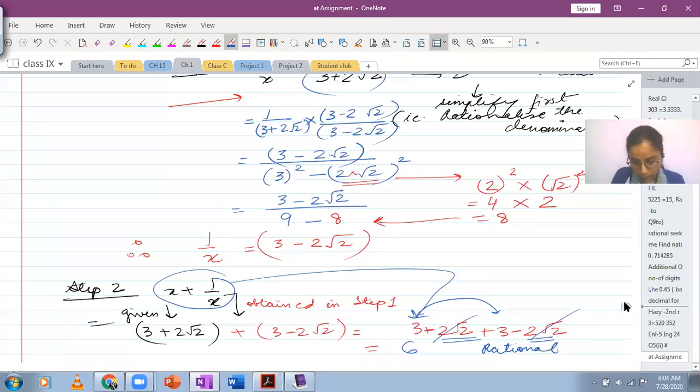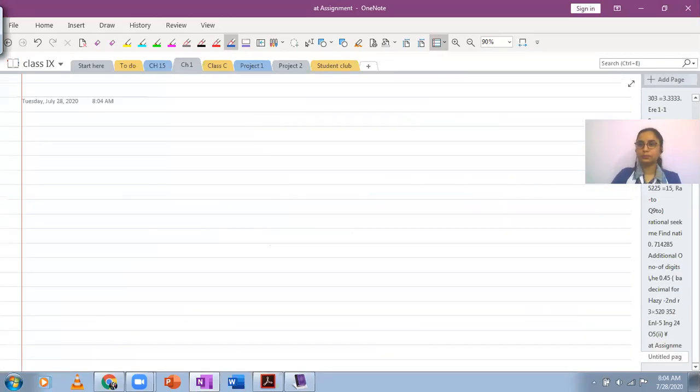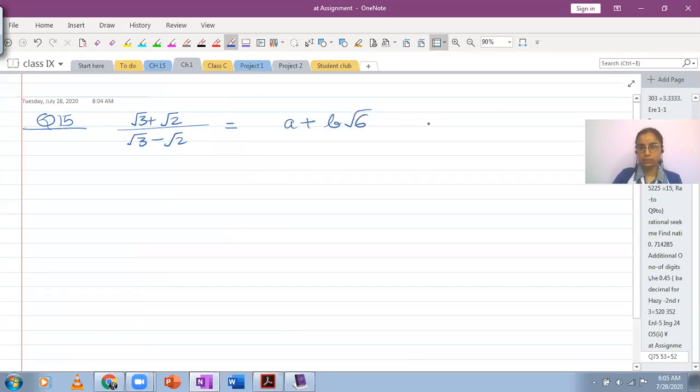After this, I'm going to take question number 15. So if you've opened the assignment side by side, you can take a look. Question number 15. We have been given that root 3 plus under root 2 over root 3 minus root 2 equals a plus b under root 6. You have to find a and b. This is what the question is.